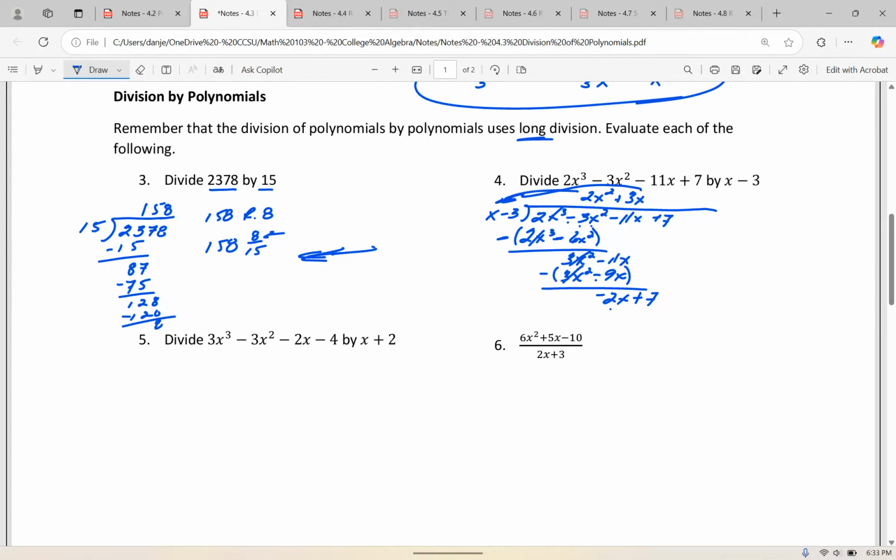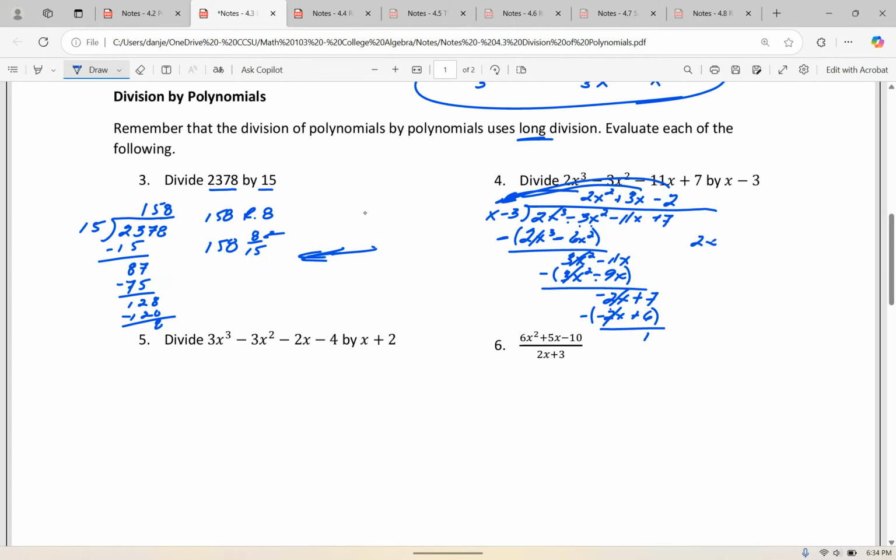Negative 2x divided by x is negative 2. And again, we multiply that negative 2 times the x minus 3. We have negative 2x plus 6. We subtract one more time. Negative 2x minus negative 2x cancels. 7 minus 6 is 1.